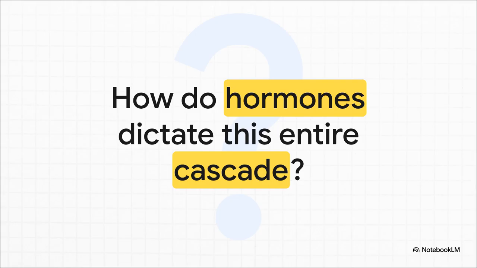But how exactly do these systemic hormones modulate the lacrimal functional unit at the cellular level to dictate this entire vicious cascade? That is a totally fascinating piece of physiology, and it's exactly the kind of deep dive we'll tackle in our next explainer. Keep studying the structure, keep mastering the biology, and I'll catch you next time.